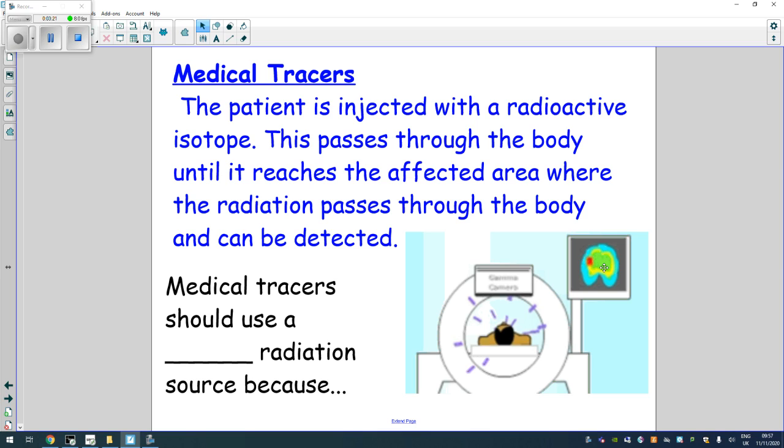So I want you to think about now, and have a go at writing this down. So pause the video and have a go at writing this down before I tell you the answer. Which type of radiation should we use for medical tracers? Okay, so pause the video, have a go at writing it down.